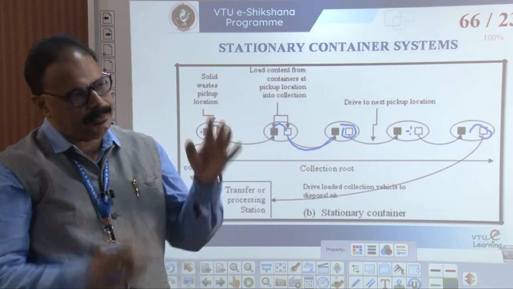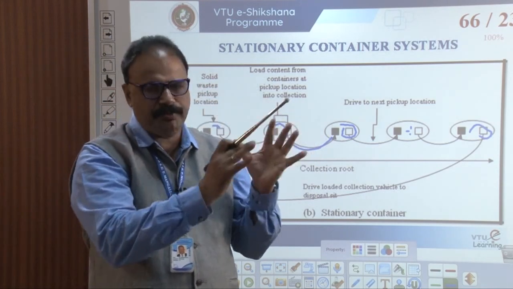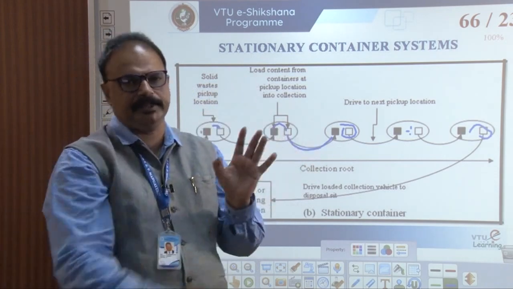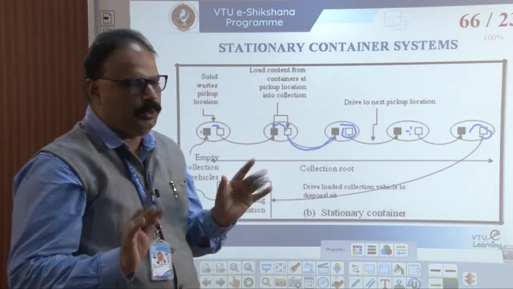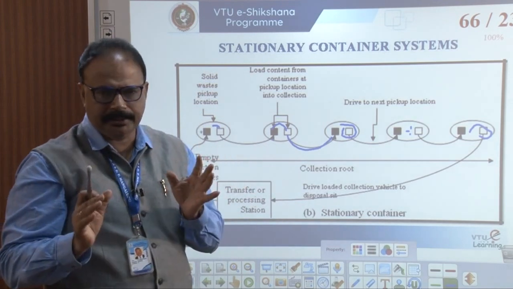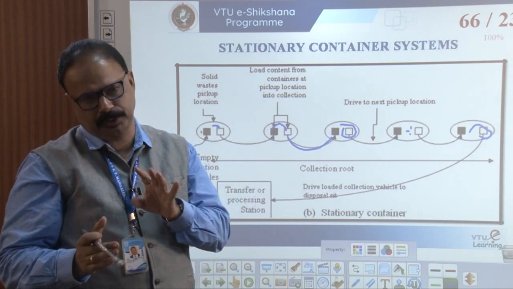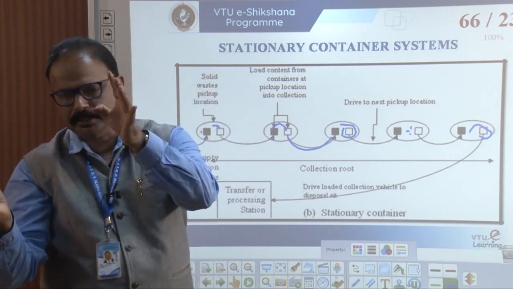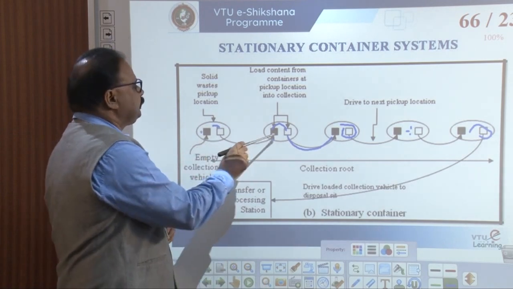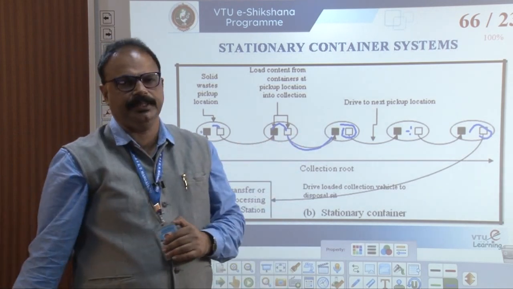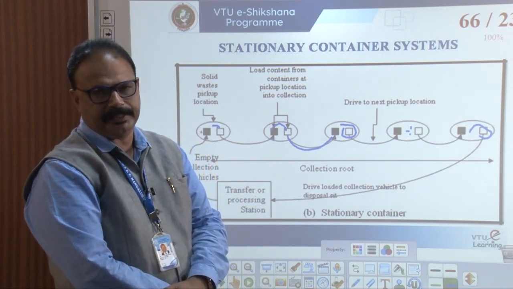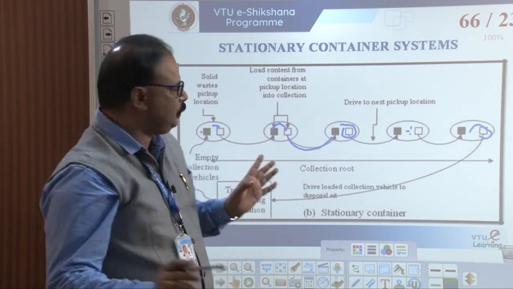In the hold container system, the container filled with waste is taken to the dump yard and emptied, and then kept in the same place. In stationary, no, the waste container is emptied there only. It is emptied into the truck, and the empty container is kept there only. In the same way, this is called the stationary container system. Understood, no?